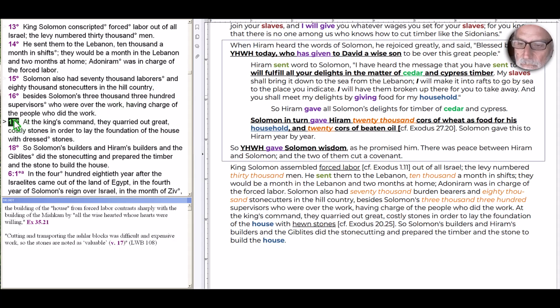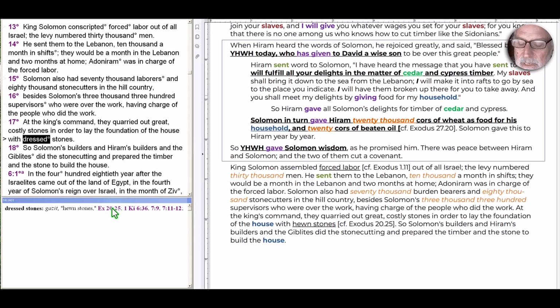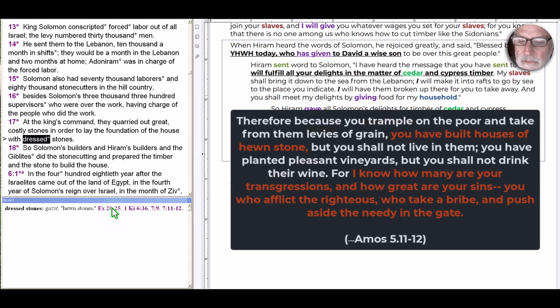But then we hear a little more in verse 17. At the king's command, they quarried out great costly stones in order to lay the foundation of the house with what's described here as dressed stones, but otherwise is described as hewn stones. And many times in the prophets, we won't look at it now, building with hewn stones is precisely an expression of luxury, that you're living in a house made of hewn stones while your workers are starving.